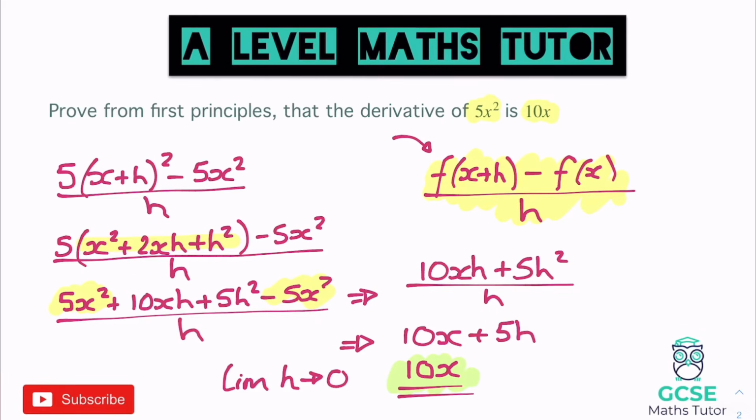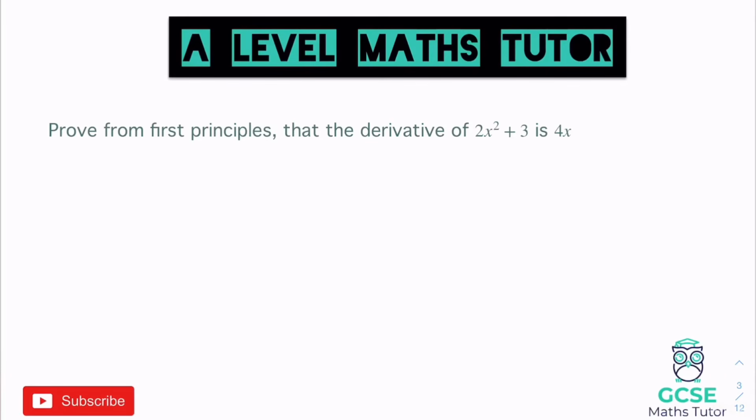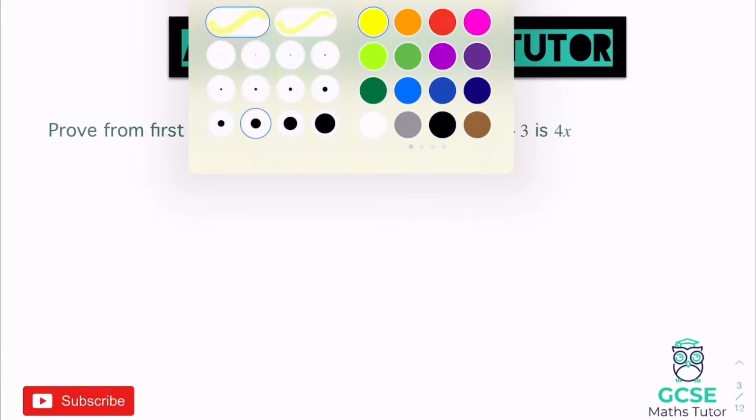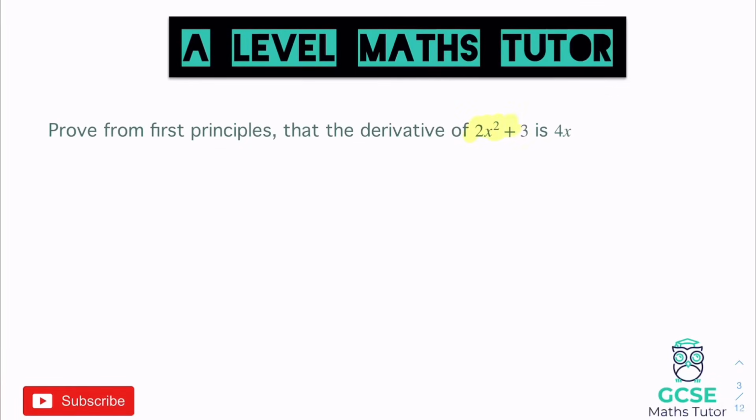Let's have a look at another one. Okay, so here's another one. We've got our function of x this time, which is 2x squared, let's just highlight that, plus 3. And we're going to show that that equals 4x when we find the derivative. So obviously just make sure you write down your formula. You've got the function of x is 2x squared plus 3. And have a go at getting to this final answer. So pause the video there. Otherwise, stick with me and we'll have a go with it now.